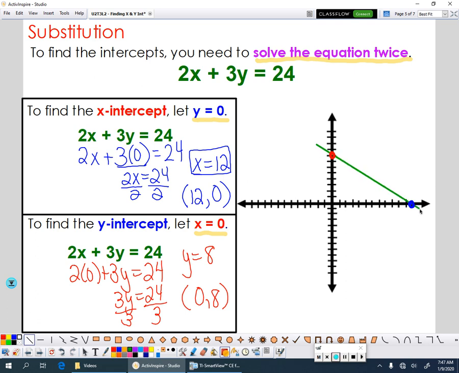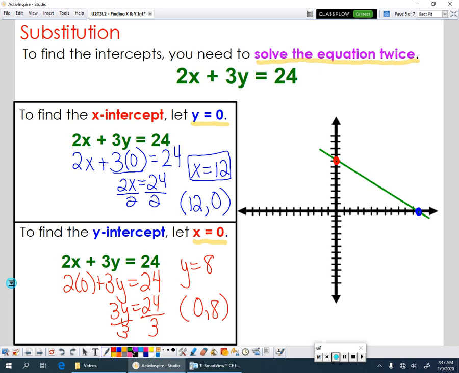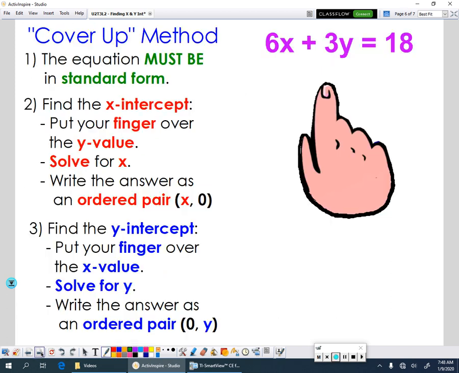Now, you have 2 more examples on your paper. Go ahead and try them. They're not going to ask you to graph. You're just finding the x and y intercepts using substitution. Go ahead and pause the video, do those 2 problems on your own, and then we'll move on to the next method. So our next method is called the cover-up method.